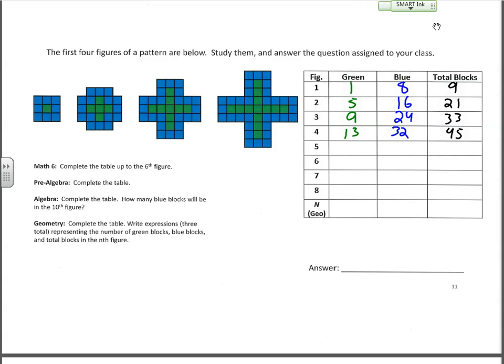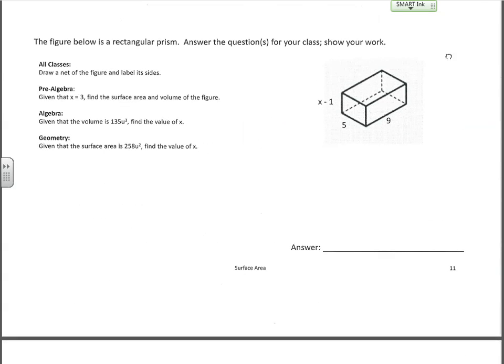So your job for this one is to complete this table down to the 8th figure. Then we have our surface area question.